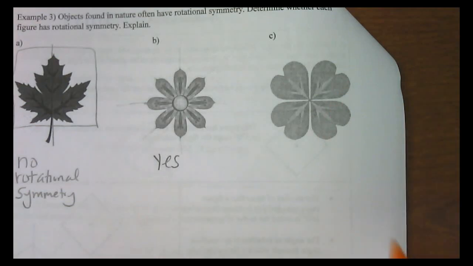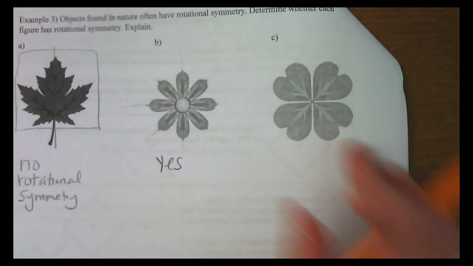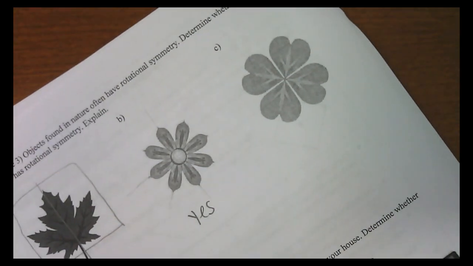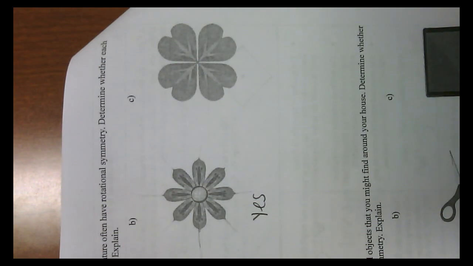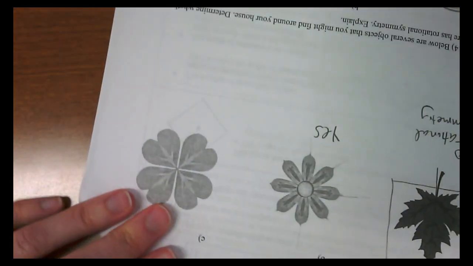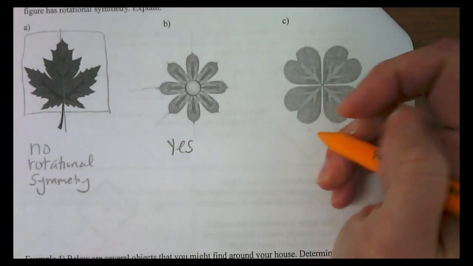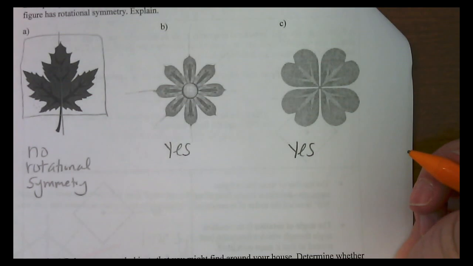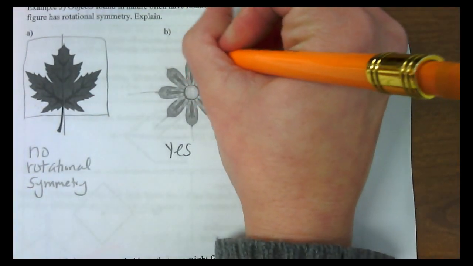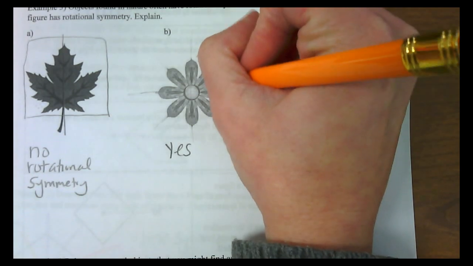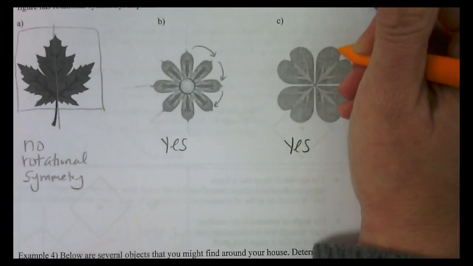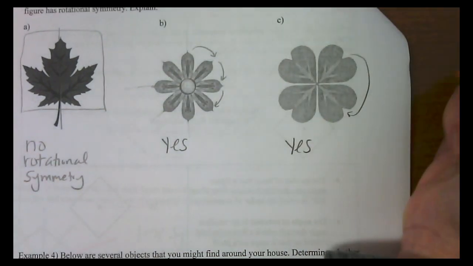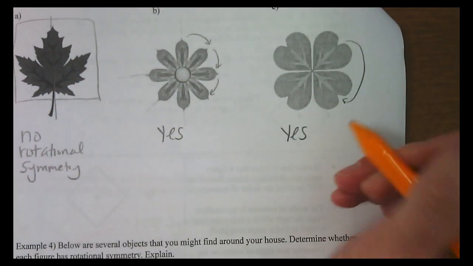Okay. C, can I rotate this, which looks like a four-leaf clover? Well, if I rotate it like this, it looks the same. And I could keep rotating it. If I rotate it here, it looks the same. If I rotate it here, it looks the same. So again, every 90 degrees, every quarter turn, it does have rotational symmetry. I'm turning from here to here, and so on. I'd have to make a quarter turn, go there to there, and so on. Okay, so there is rotational symmetry.